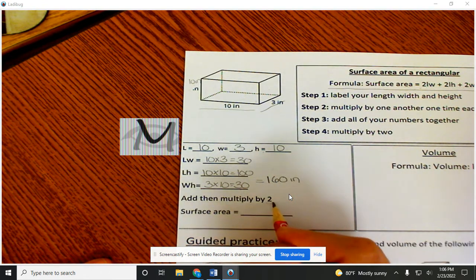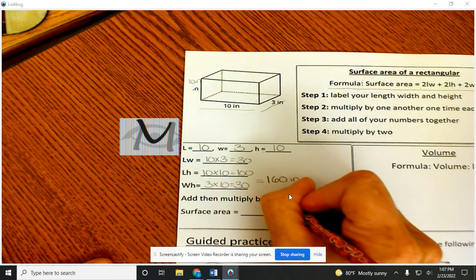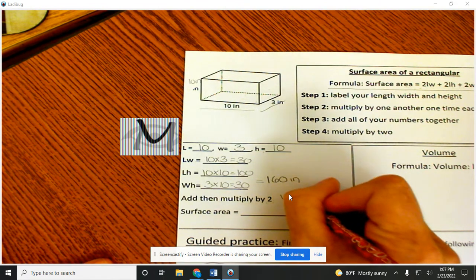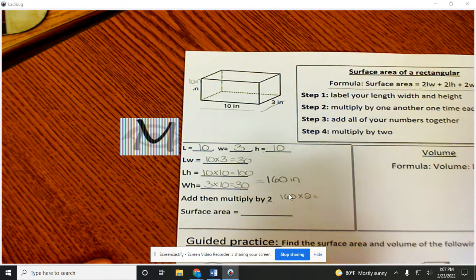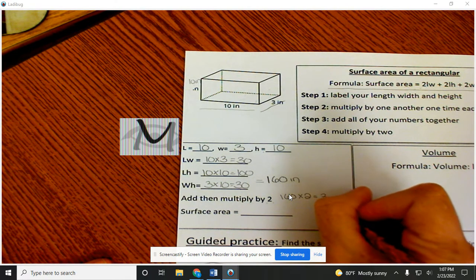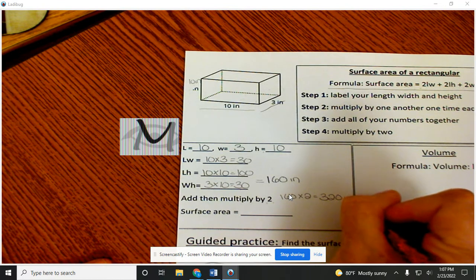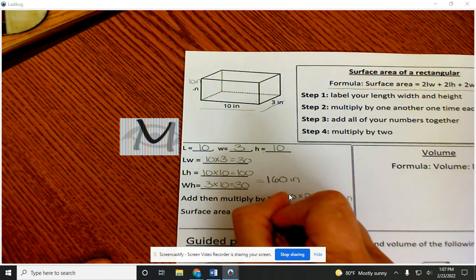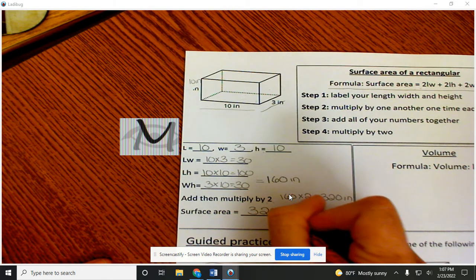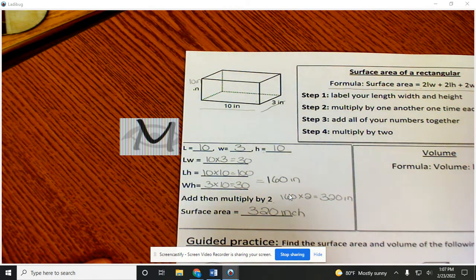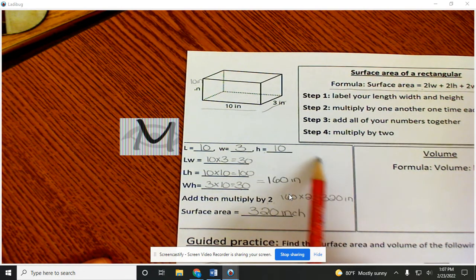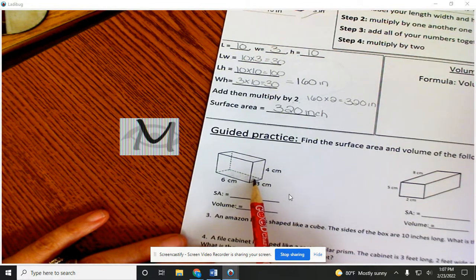Now we're going to multiply by 2. So we're going to take the 160 inches, multiply it by 2, and that gives us 320 inches. So the surface area of this one is going to be 320 inches. Now, this doesn't look so bad if you were to say, hey, let me give you all of this when you do your schoolwork and your testing. Well, we know that we're not that nice. So let's take a look at it down here at our guided practice.